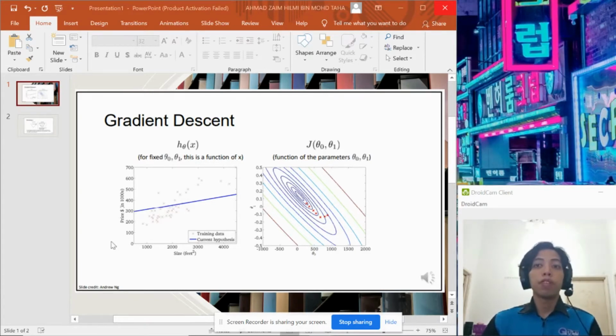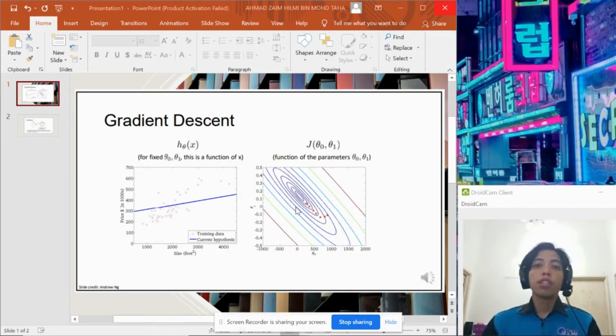For this example, the function h of x is linear, and when we compare it with the function J, the point is quite close to the center of the contour. This is the minimum of the cost function J. A point near the center means that our function J is minimized, which is the aim of our hypothesis. It also means that the sum of square error between the training data and the hypothesis is acceptable.